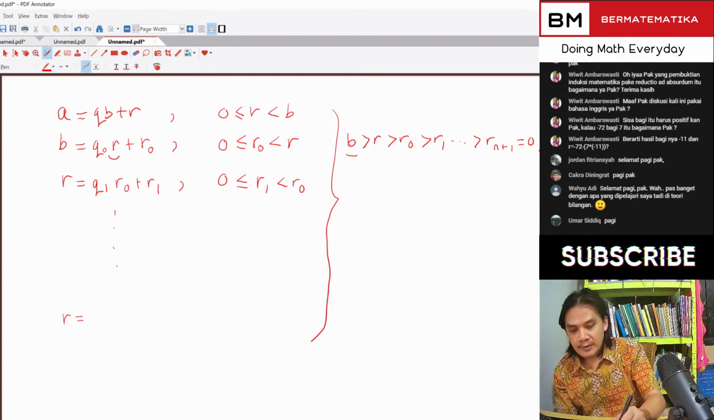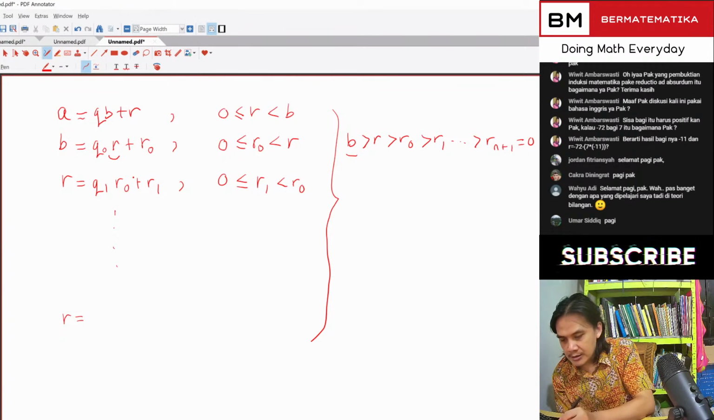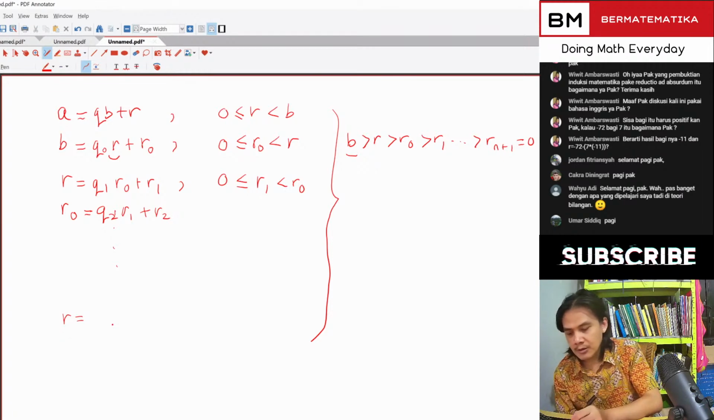Okay, so that's the first time the remainder is equal to 0. So let's say this is, what is the pattern here? Let me write: if it is r0, then q2 r1 plus r2 here. So if it is rn, for example, it's going to be qn minus 1. No, something is wrong here, something is off.